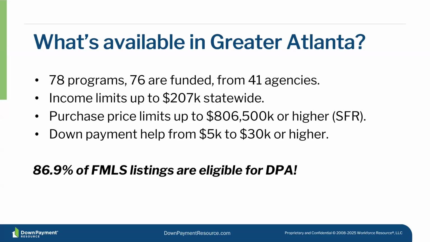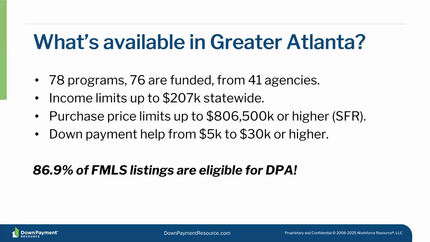Of all of the FMLS listings, currently 86.9% of them are showing as being eligible for down payment assistance. That is such a huge percentage of your listings. So this is widely available in your market. And that is a common percentage, by the way, for you guys. You guys stay steady at this kind of an average range of listings that are eligible for DPA. This is not just a today situation.